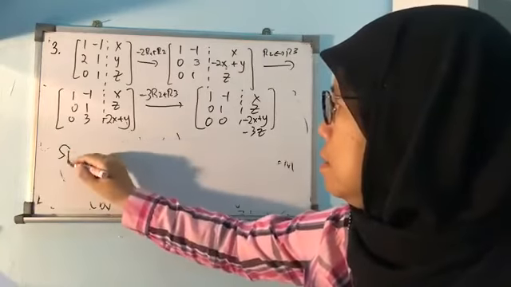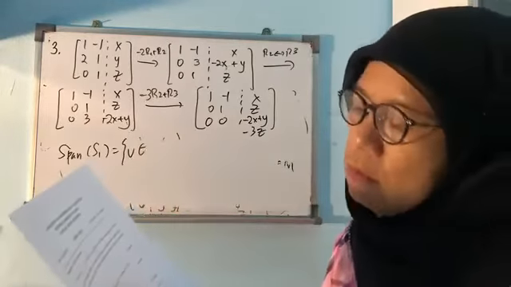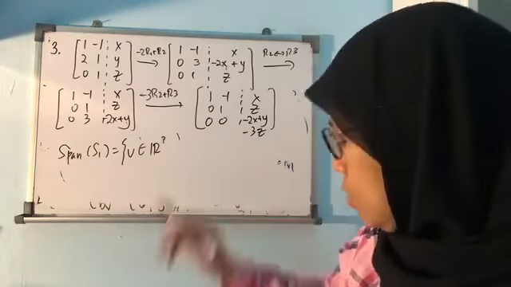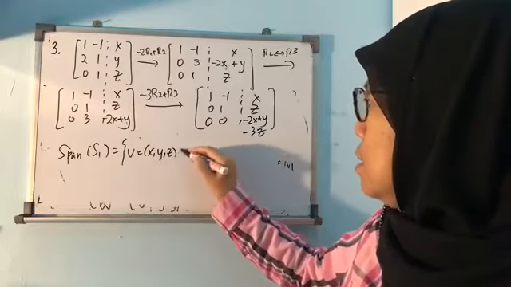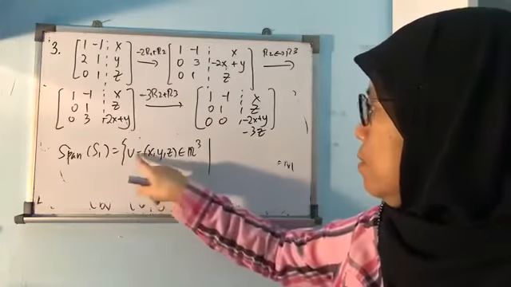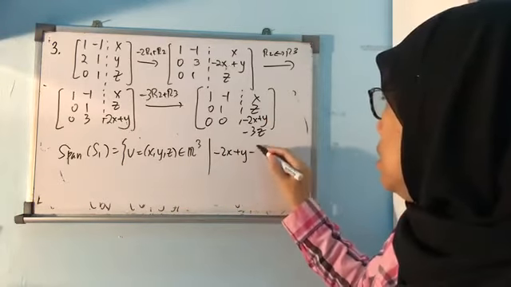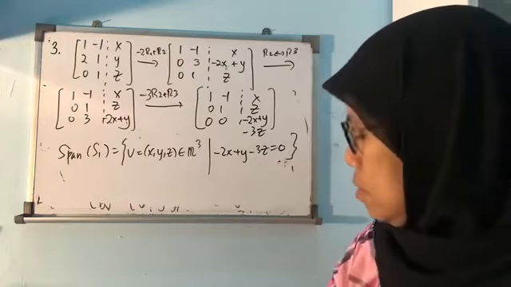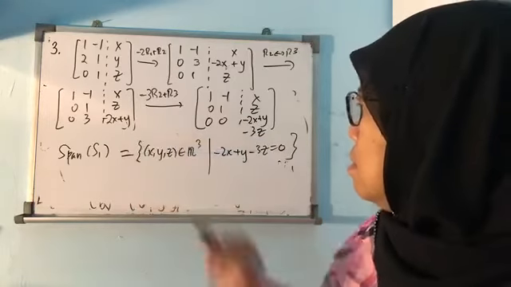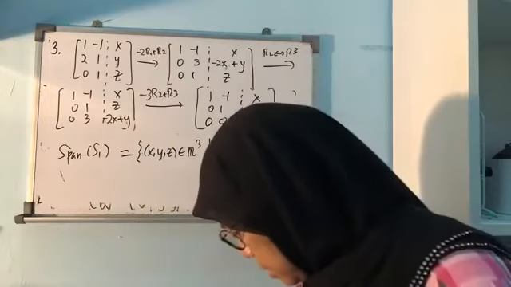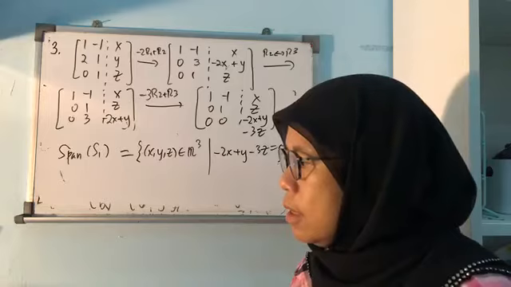So span S1 is V equals (x, y, z) in R3, yeah? Even if you don't write V equal, it's okay. This, yeah? Negative 2x plus y minus 3z is 0. Try this. It's a plane, right? It's a plane. Okay.